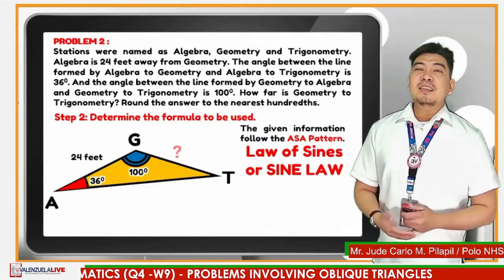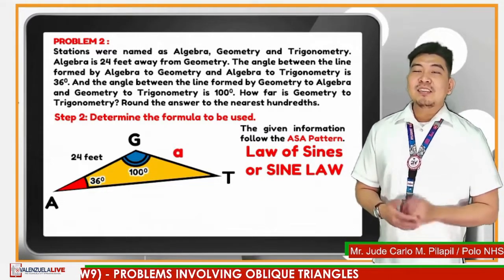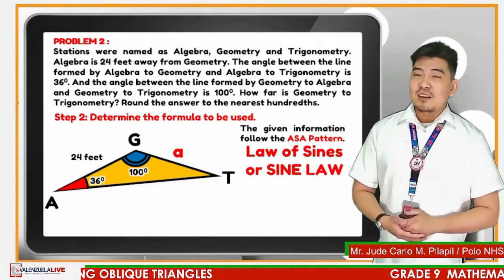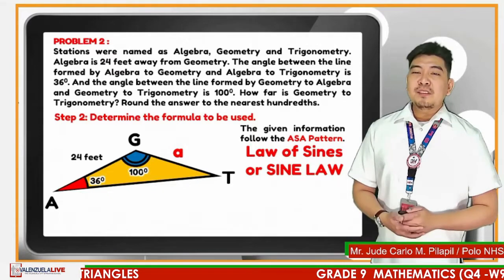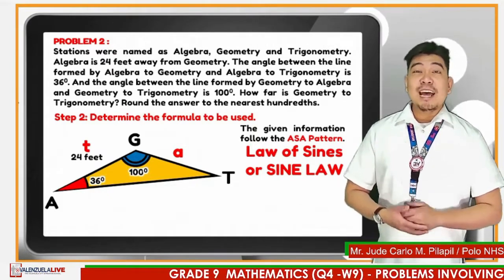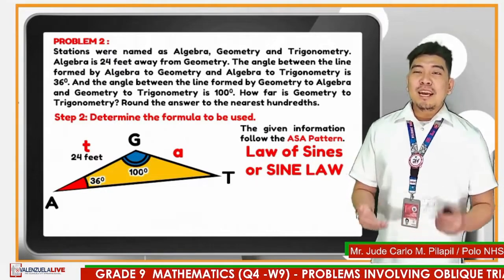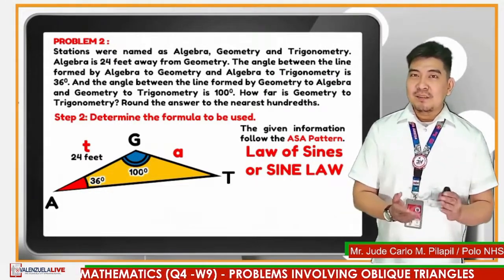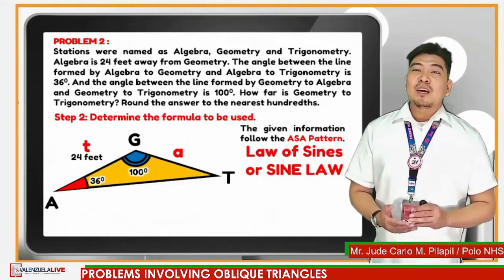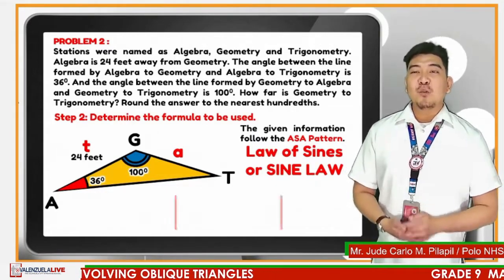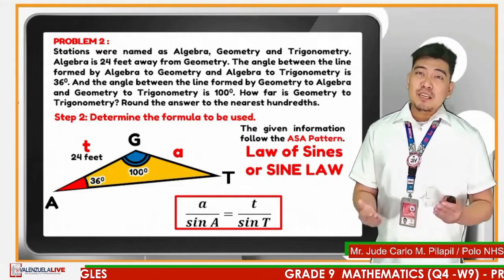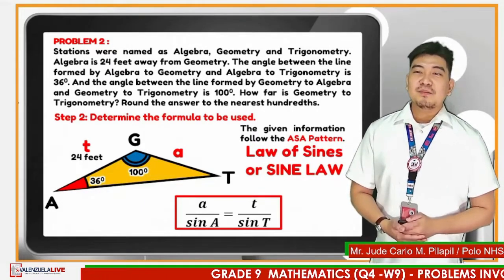Next, we represent the unknown side as a since it is the side opposite one of the given angles, angle A. Then, we represent the given side as t since it is the side opposite angle T. Relating the 2 sides a and t and the 2 angles, angle A and angle T, we use the derived form of the sine formula: a over sine of angle A is equal to t over sine of angle T.